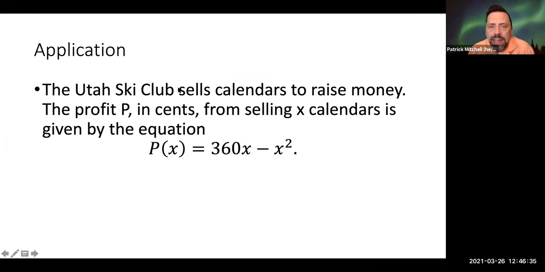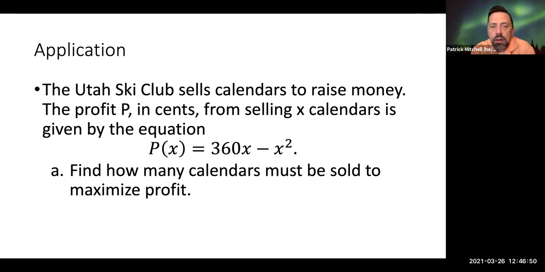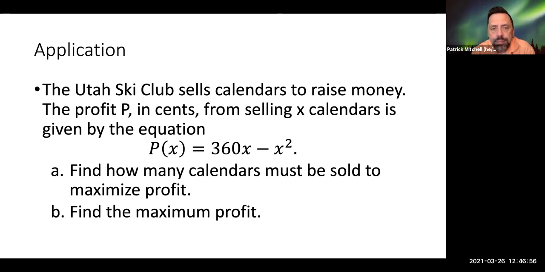The Utah Ski Club sells calendars to raise money. The profit P in cents from selling X calendars is given by this equation. And they have two questions about this. First, find how many calendars must be sold to maximize profit. And then find the maximum profit. Okay, so back to the tablet.